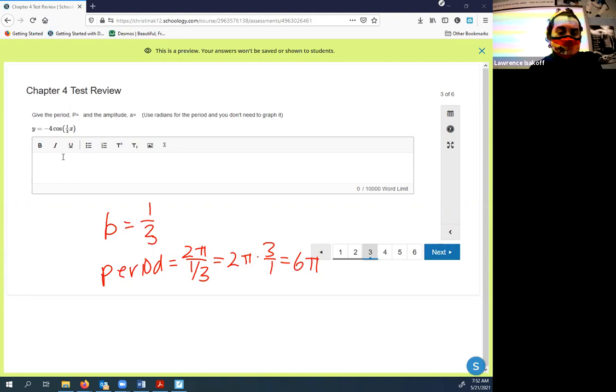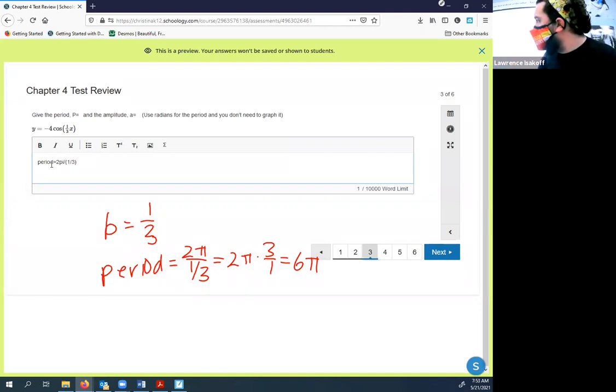So again, this is one. That's my work being shown. Yeah, I'll type it out. It's not that hard to type out. So my period equals 2 pi divided by the quantity 1/3. So that's equal to 2 pi times 3 over 1, which is equal to just 6 pi.